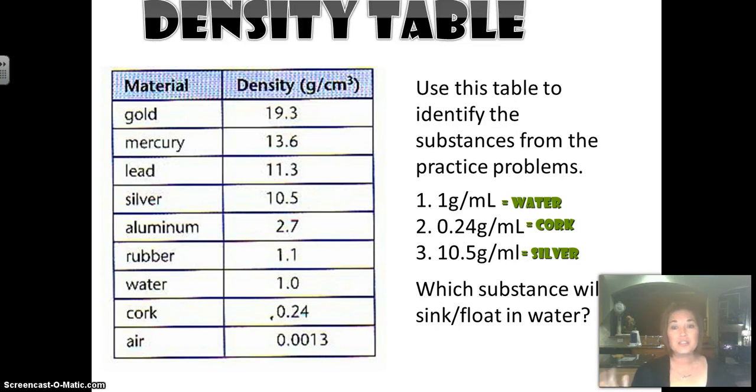All right, guys, so that's your density notes. You are now going to be working some density practice problems, so I'm out.